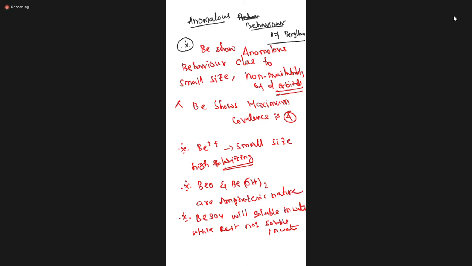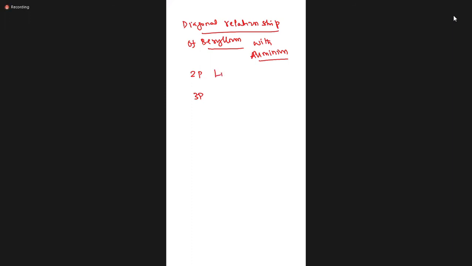Next, please note down the next heading: diagonal relationship of beryllium with aluminium. You know very well the diagonal relationship of second-period elements and third-period elements: lithium, beryllium, boron, carbon; sodium, magnesium, aluminium, silicon.